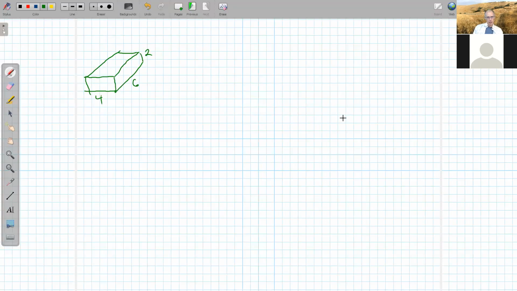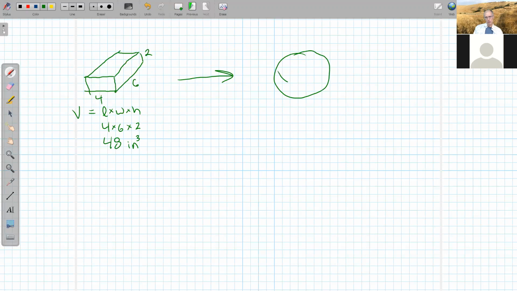So I'm taking this box here, and the volume of a box like this is length times width times height. So its volume would just be 4 inches times 6 inches times 2 inches. So let's see, 4 times 6 is 24 times 2. So that's 48 cubic inches, or inches cubed. And we're going to mold this. We're going to take all of that clay and turn it into a sphere.